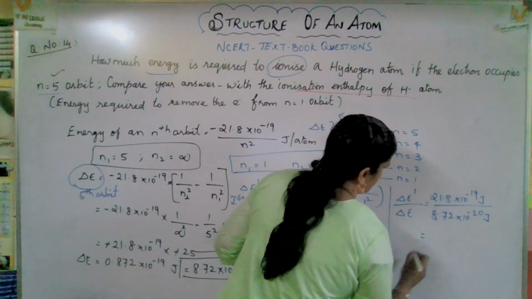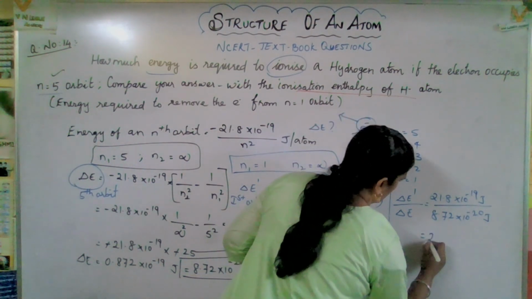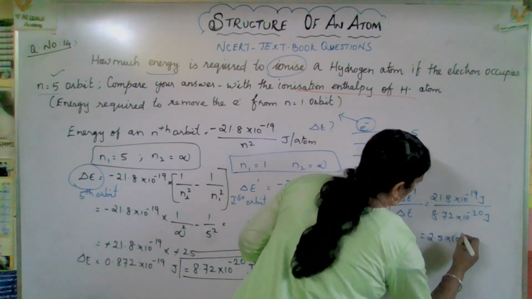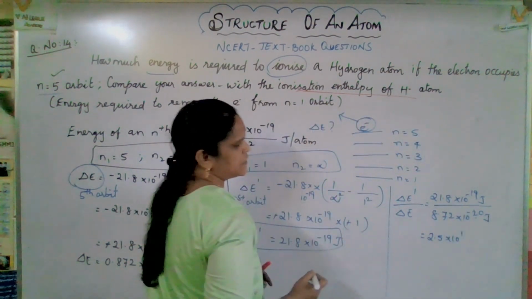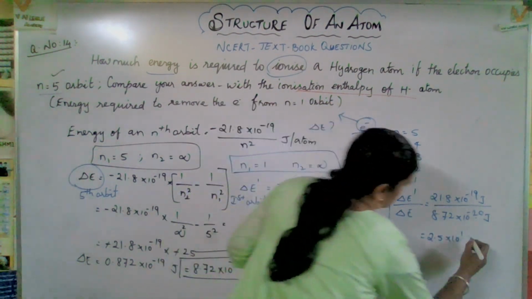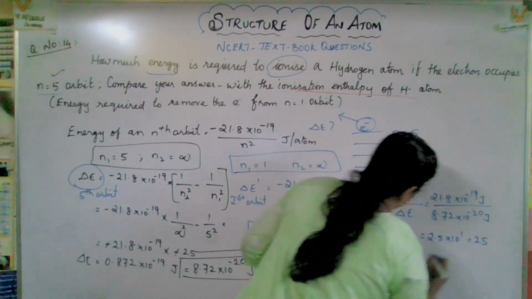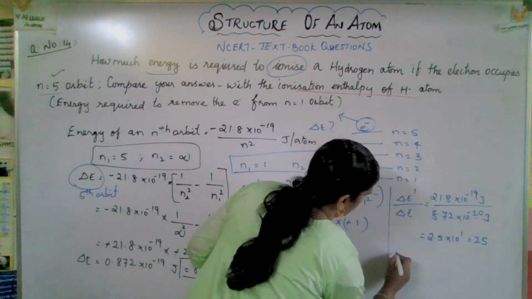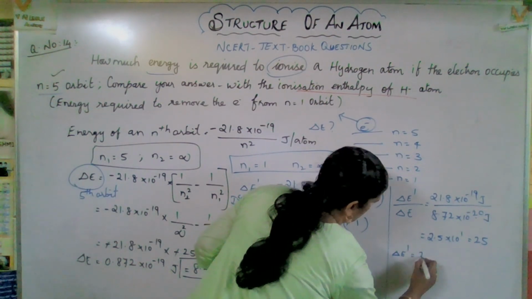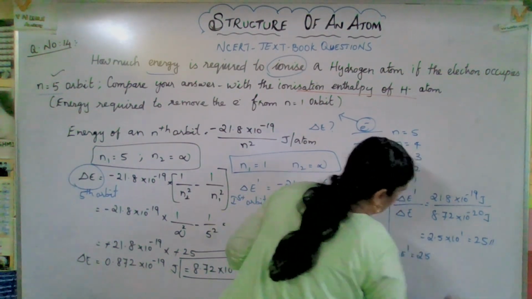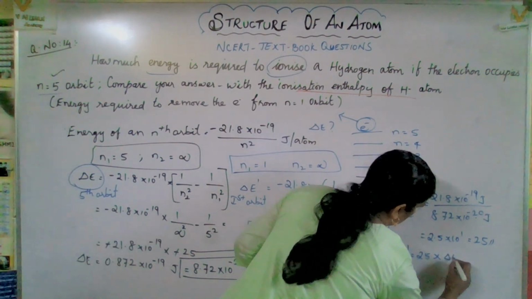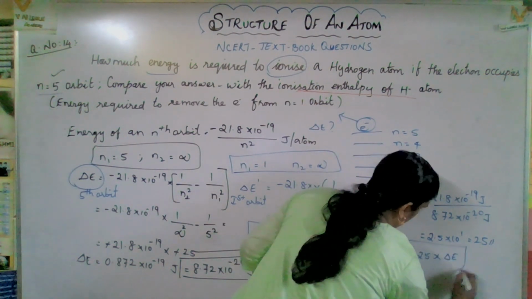Okay, so what is the answer you will get? 2.5 into 10 to the power of 1, because here it is minus 20, no? So when it goes plus 1, that means here 25. So delta E dash equal to 25, so actually this is 25 times, 25 into delta E. So this is the answer comparison.